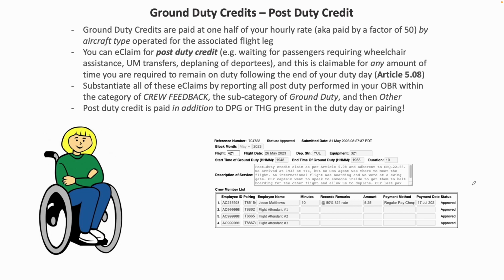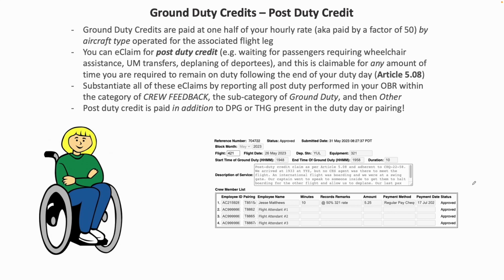Article 5.08 is the collective agreement reference for this. There's not a lot of language written about post-duty credit, so most of the way it works now is just based really on experience and established practice. So we do know that we can claim for any amount of time following the end of a duty day. And this is true even if you arrive early and thus your duty day checkout time is earlier, you can still file for post-duty credit if you are required to remain on duty past your adjusted checkout time.